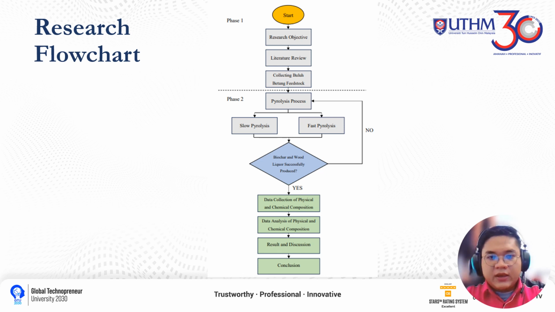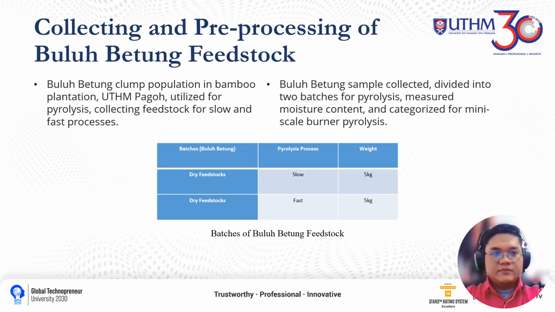And then after that, were the biochar and wood liquor successfully produced? If not, then the pyrolysis process needs to be redone, involving both slow and fast pyrolysis. If the biochar and wood liquor are successfully produced, then we can proceed to the data collection of physical and chemical composition, and then conduct a data analysis of physical and chemical composition through the results and discussion, and finally the conclusion of this whole research project.